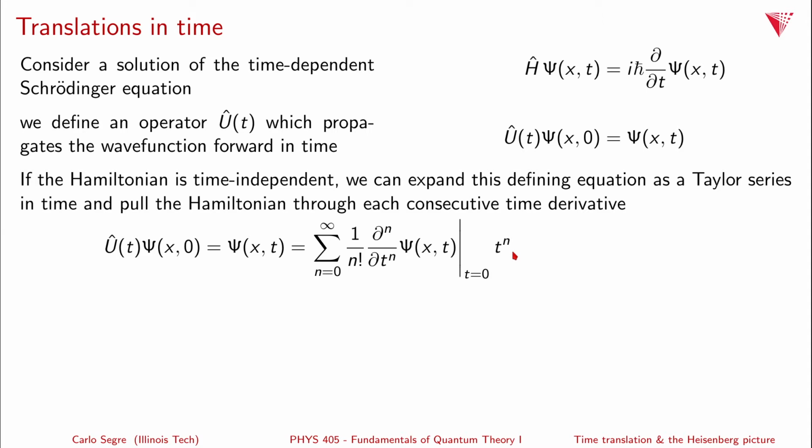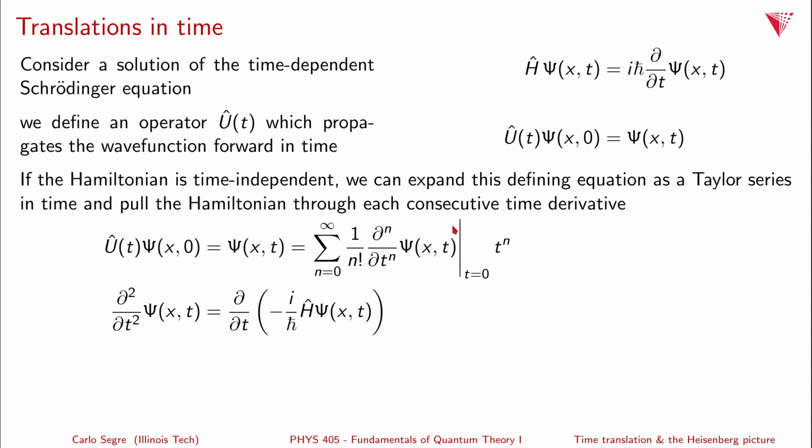And we can pull the Hamiltonian through each consecutive time derivative. As an example, we'll do the second, n equals 2, derivative. So if we start with partial squared with respect to t of psi of x and t, we can expand that out as partial with respect to t of partial with respect to t of psi of x and t. But that is simply the right side of the Schrodinger equation.